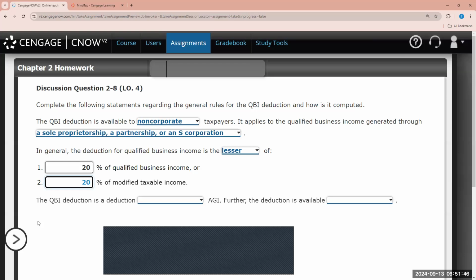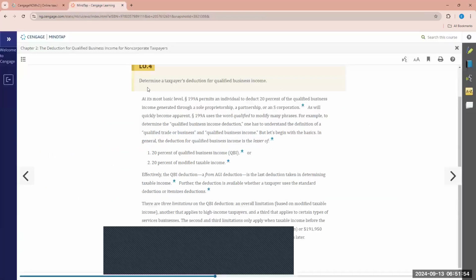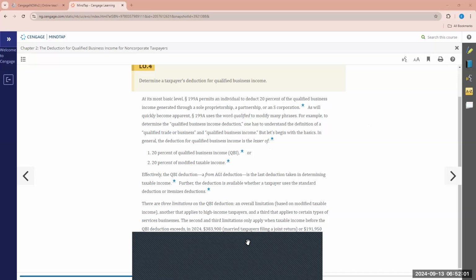Lastly, it says the QBI deduction is a deduction blank AGI. Further, the deduction is available blank, right? If we go back to the information, effectively, the QBI deduction is a from AGI deduction. What that simply means is it's an above the line deduction. This is before we consider the standard deduction or itemized deductions. So the QBI deduction is a from AGI deduction. It's the last deduction taken in determining taxable income.